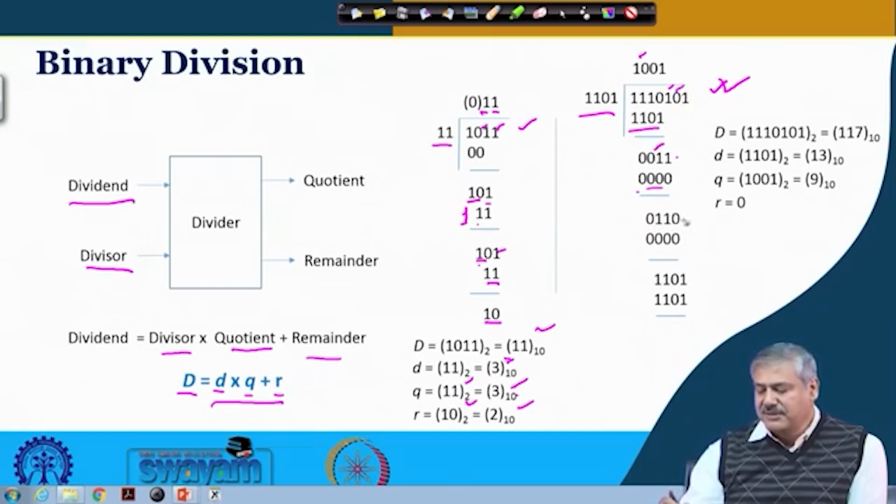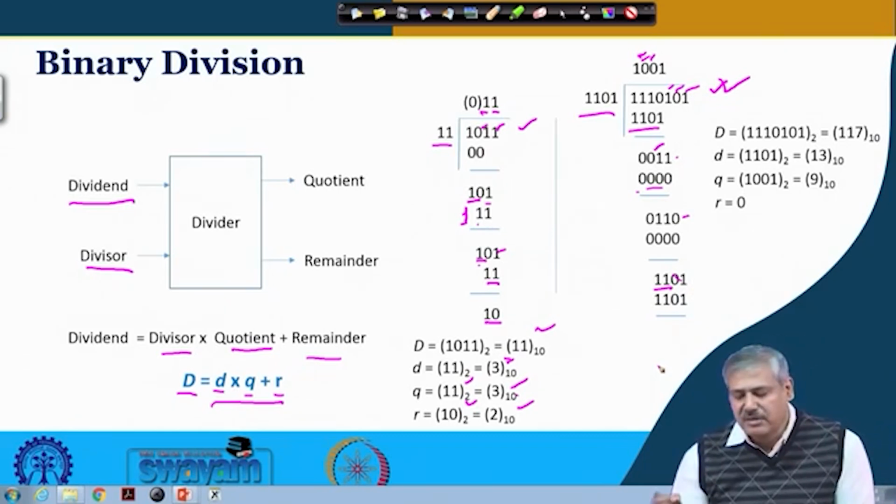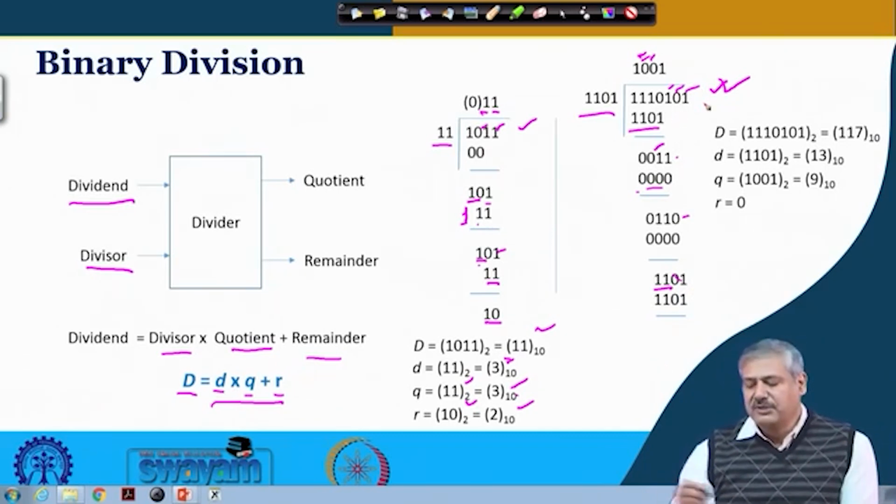So you bring the next 0. You still see that the number is smaller, so you have another 0 over here. So 2 zeros, right? Then subtract 1 1 0. Then you bring 1 from here, and this is 1 1 0. So this is a case where there is no remainder. There could have been a remainder depending on the value that is there.